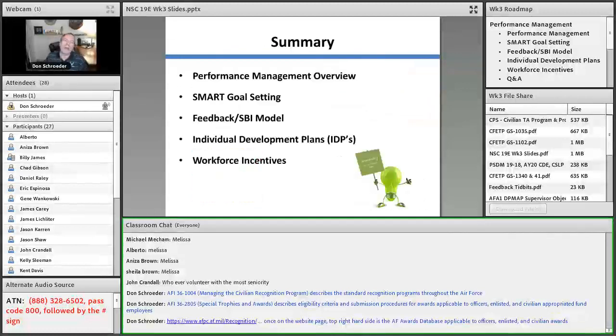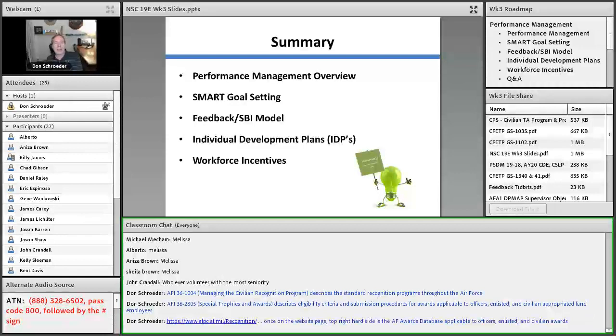All right. So here's our summary for today. We spent a good time talking about performance management. We went through the overview of it. Talked about the main three systems that we got out there, and there are others, but those are the main three. We went into SMART goal setting. We actually did it as a group. We did some great group brainstorming and looking at a SMART goal dealing with recognition and feedback. Y'all gave some great examples in there.